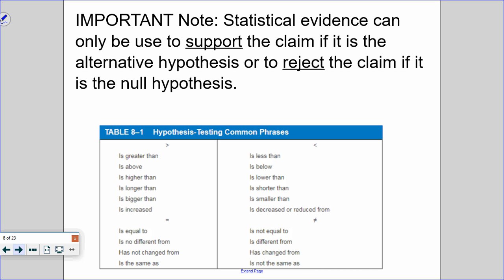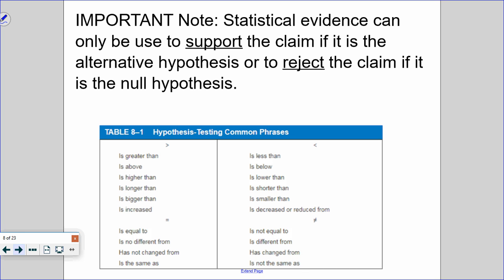If my claim is in the alternative hypothesis, I can find evidence to support that claim, that it is different, but I can never know for sure, so I can't prove it. Because even with confidence intervals, we had 90% confidence, 95% confidence, 99% confidence. We can't ever be sure that it's not due to chance. So we always find evidence to support a claim or to reject the hypothesis.